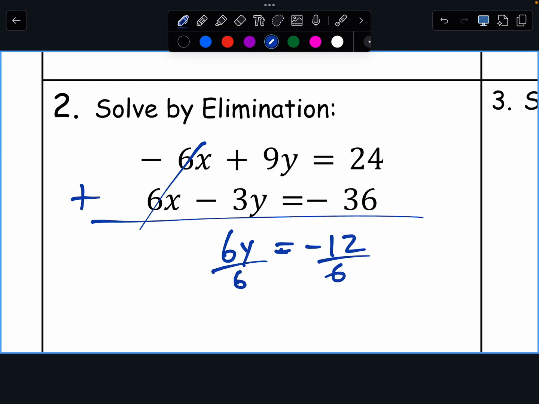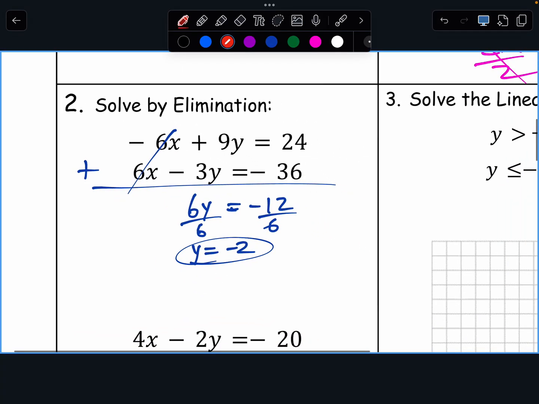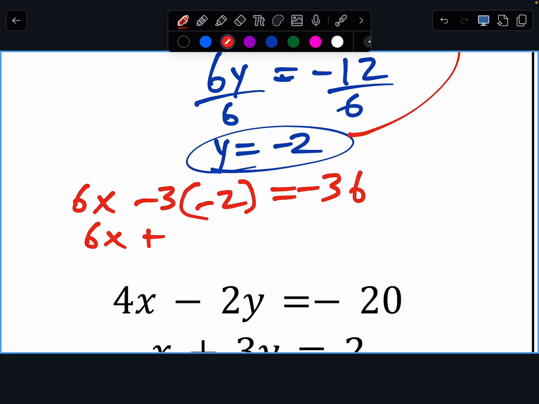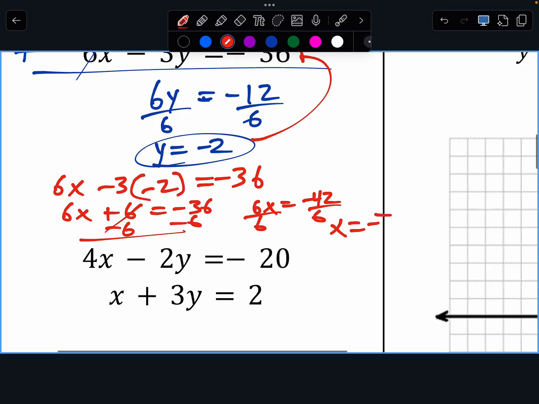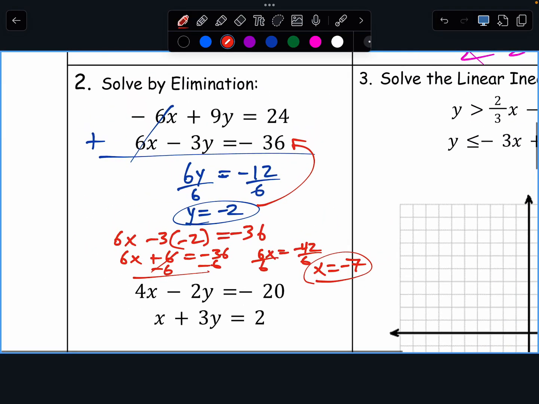Divide by 6, we get y equals negative 2. But again, we're not done until we get both variables. So I plug it in, and we get 6x minus 3 times negative 2 equals negative 36. It doesn't matter which one you plug it into, we should get the same answer. Subtract 6, I have 6x equals negative 42. Then divide by 6, and x equals negative 7. So final answer for this one, negative 7, negative 2.